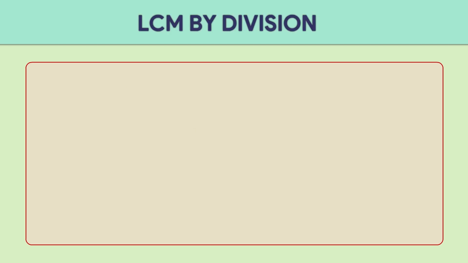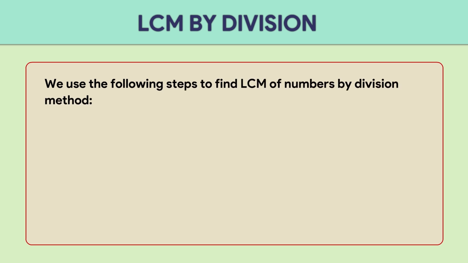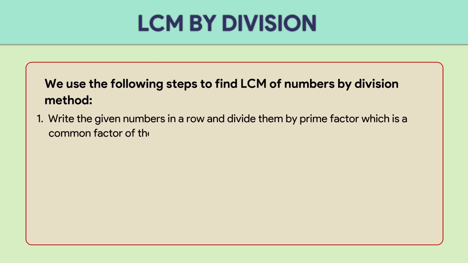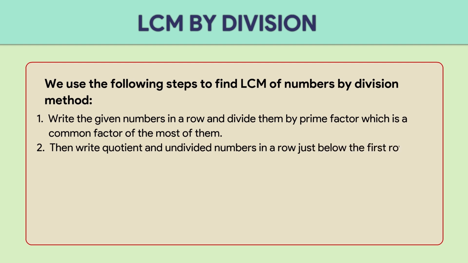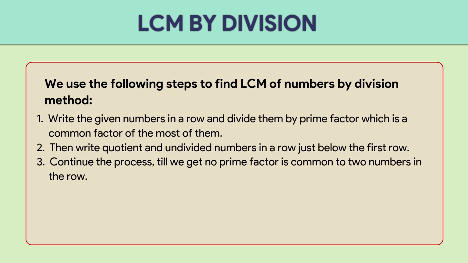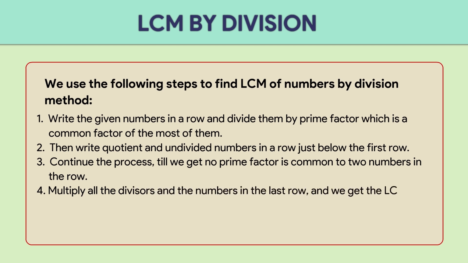LCM by division. We use the following steps to find LCM of numbers by division method. 1. Write the given numbers in a row and divide them by a prime factor, which is a common factor of most of them. 2. Then write quotient and undivided numbers in a row just below the first row. 3. Continue the process till no prime factor is common to two numbers in the row. 4. Multiply all the divisors and the numbers in the last row, and we get the LCM as the product.